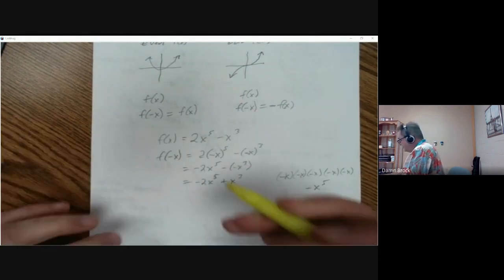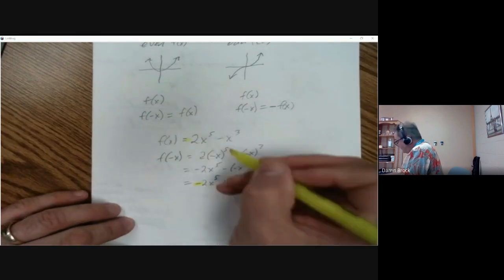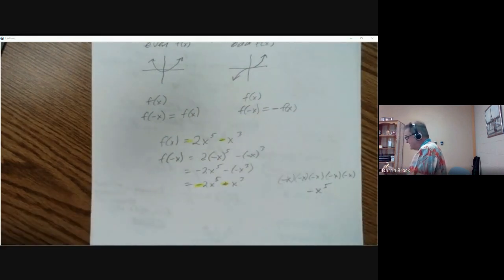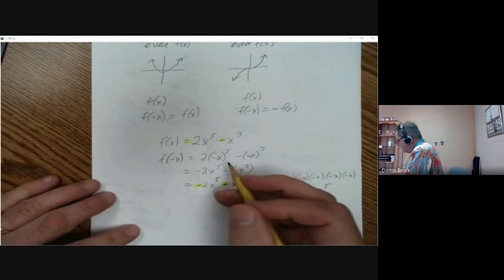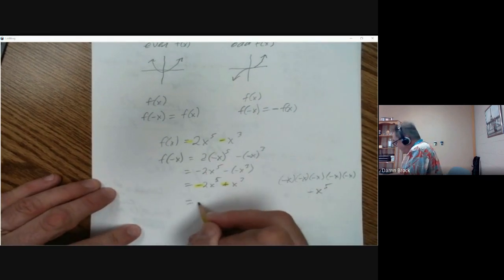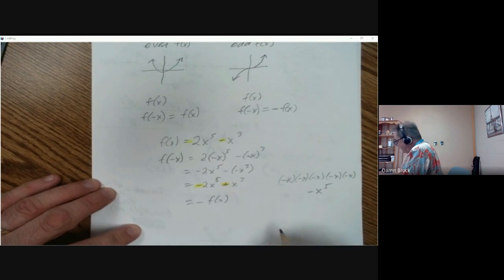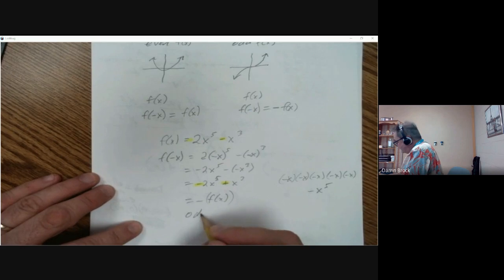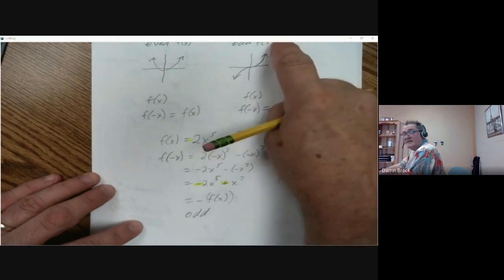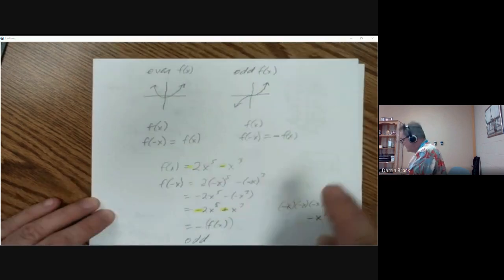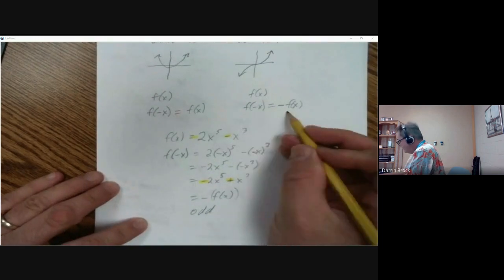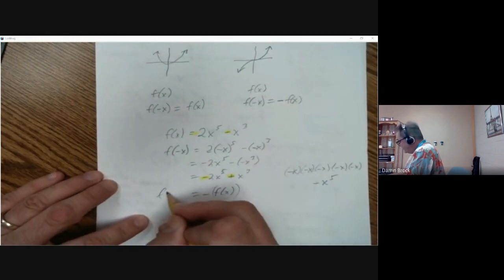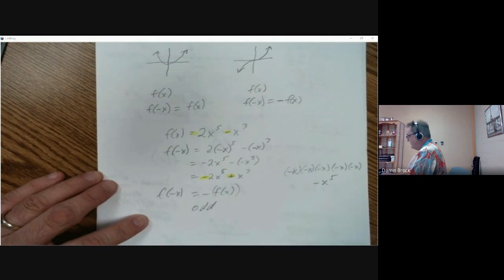Well, this was positive, now it's negative. This was negative, now it's positive. So it's exactly the opposite of what it started. It's basically the opposite of what it started at, negative f of x, which means this is odd because everything is the opposite of what we started. This is an odd function. It equals just the opposite. So f of negative x equals that.